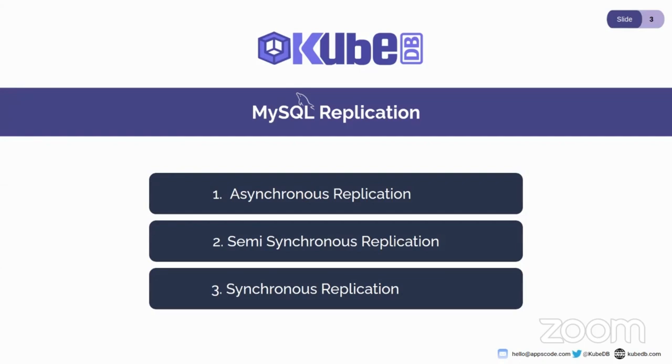In a fully synchronous replication, whenever a transaction happens on the master or the primary server, it will wait for all of the replicas to commit on each of the servers, and then it will reply back to the client. And a semi-synchronous replication falls between asynchronous replication and fully synchronous replication. In a semi-synchronous replication, you will have at least one replica that will sync with the master. So let's move in further.